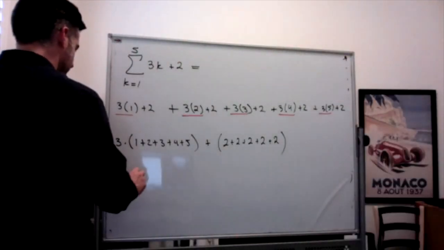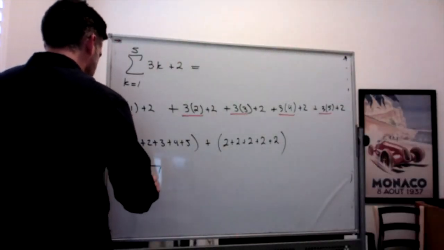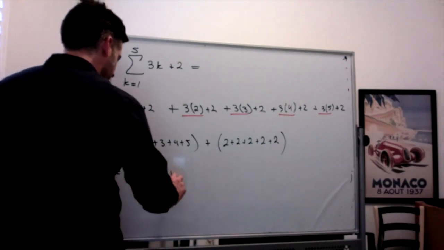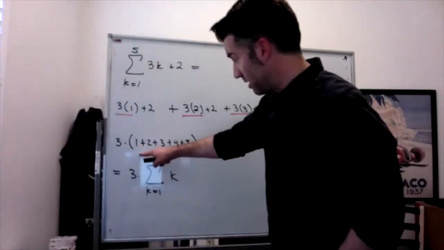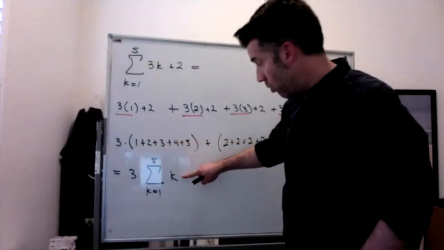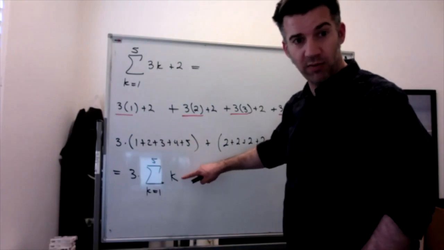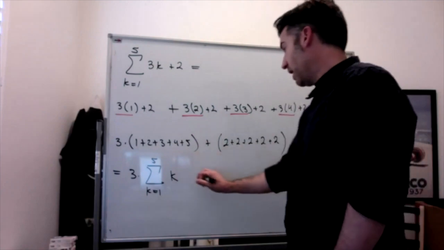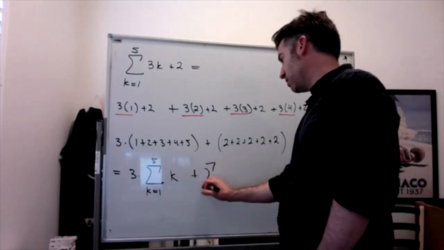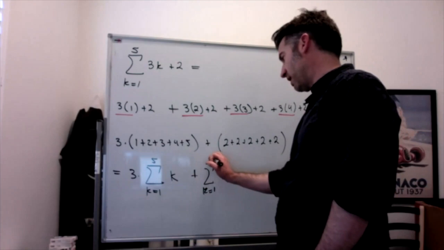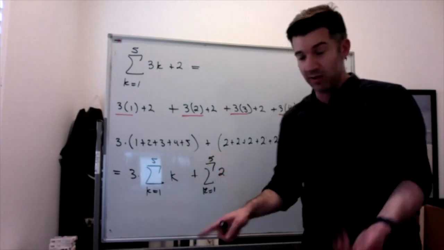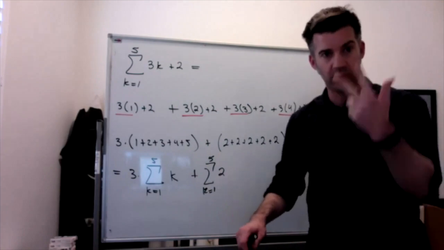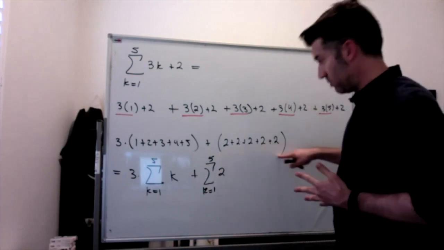I could rewrite this as 3 times the sum from 1 to 5. That's literally 1 plus 2 plus 3 plus 4 plus 5, the sum from k equals 1 to 5 of just k. And this here is the sum from k equals 1 to 5 of 2. You're just adding it, right? There's no place to put the k, so you're just getting 2 plus 2 plus 2 plus 2 plus 2, which is exactly what that is there.